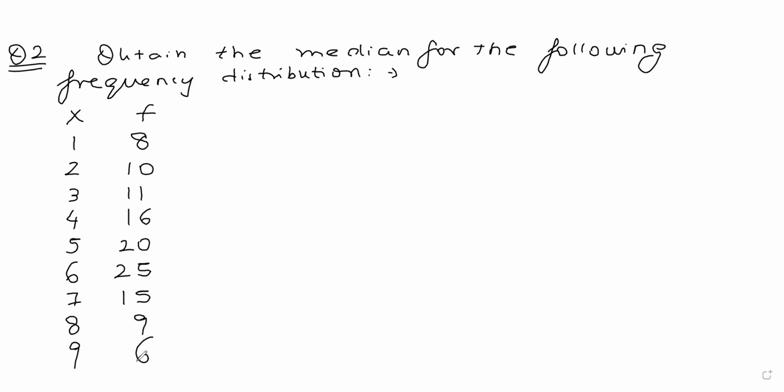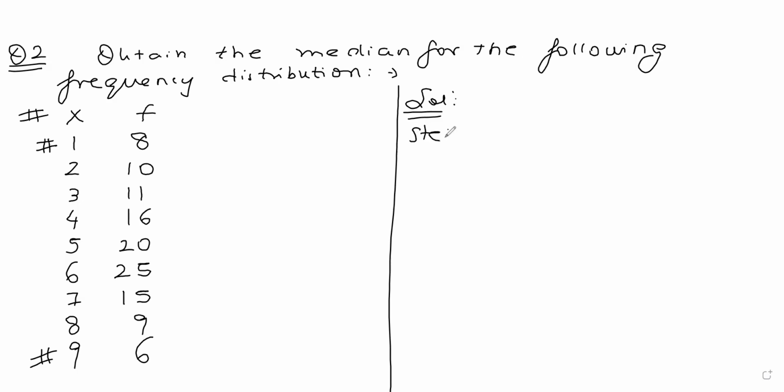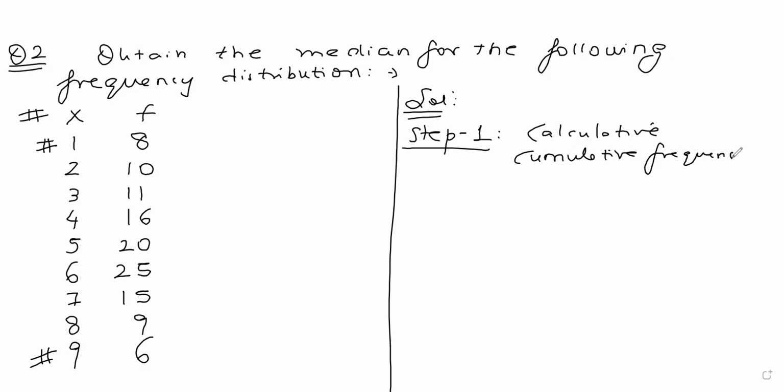You can see the data is already in ascending order. If you look at the variable x, it's already in ascending order, starting from the lowest 1 to the highest 9. Now, how do I find or work out the median for this? So step 1, whenever you have a discrete frequency distribution, you calculate cumulative frequencies. So the step 1 is to calculate the cumulative frequency, CF.